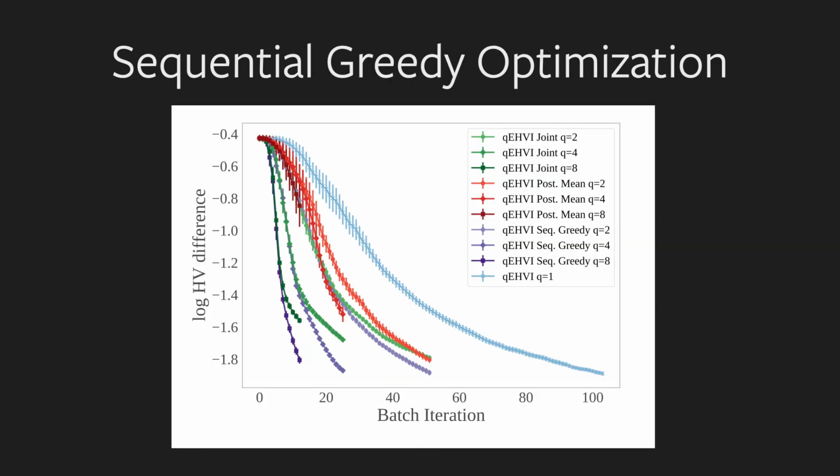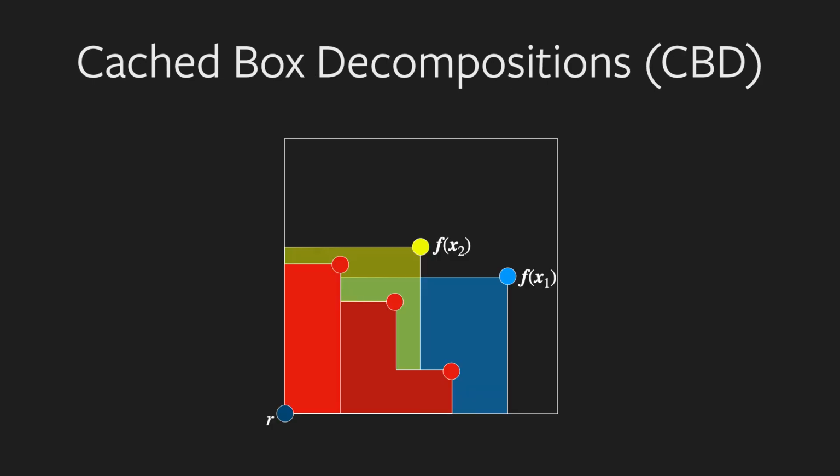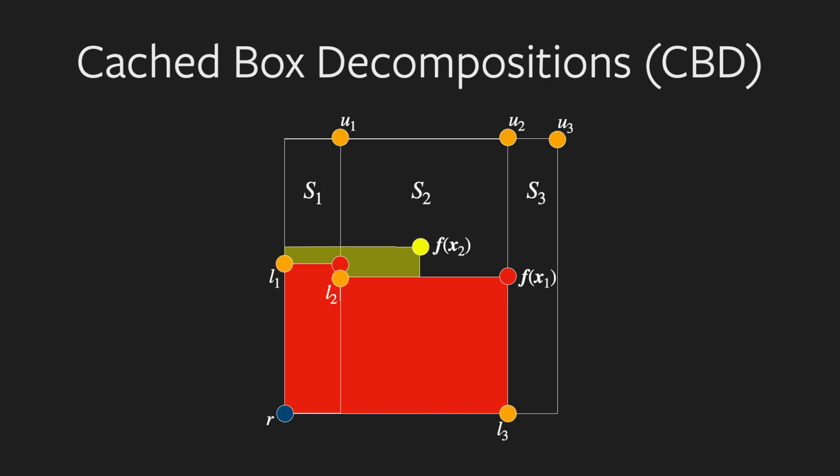First, recall that previous work has shown that sequential greedy batch selection leads to better closed-loop performance than joint batch selection. In the sequential greedy setting, we first select a design X1 and fix X1 when we select X2. Therefore, we can incorporate sampled function values for the design X1 into our cached box decompositions. This allows us to only compute the incremental noisy expected hypervolume improvement from a new design X2.